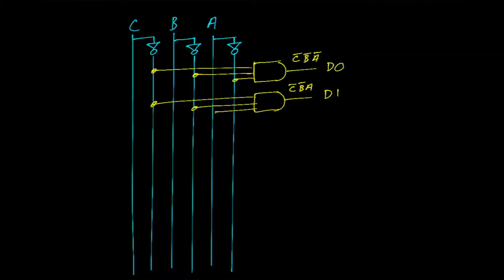C0, B0, A. From there, we just continue down the line till we arrive at the last output, which is data 7, sensitive to C, B, and A.